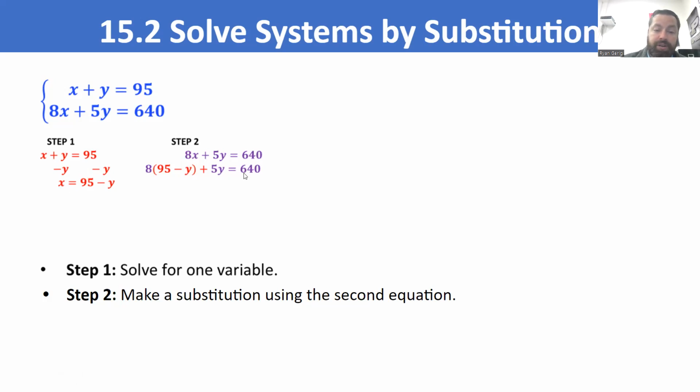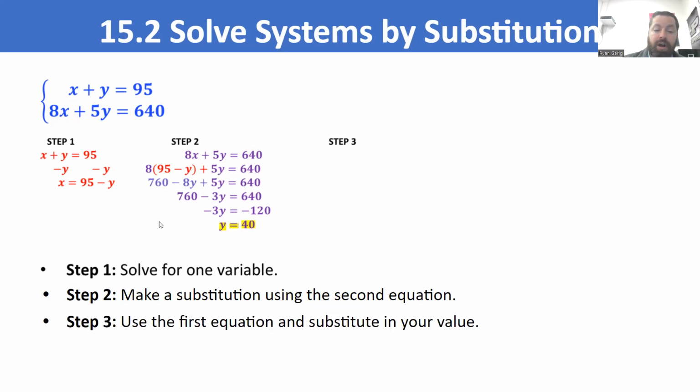Why is this a nicer equation here? Because it's got one variable. Yes, I know you might be looking at it and say, no, there's 2 there, but they're the same variable. I can solve that. Distribute the 8. You get 8 times 95 is 760. 8 times negative y is negative 8y. Plus 5y equals 640. Combine my y's to make negative 3y. Subtract the 760 from both sides. Divide by negative 3. And you get y equals 40. So step 2 is kind of where a lot of your work comes in.